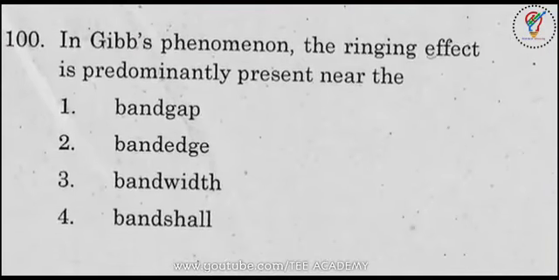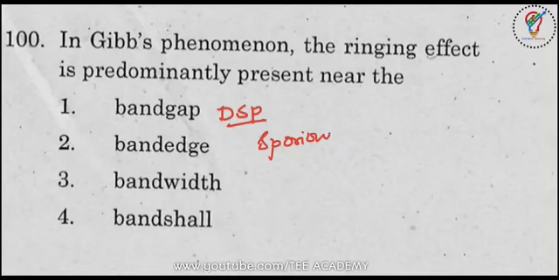question 100. In Gibbs phenomenon, the ringing effect is predominantly present nearer to the... This question is from digital signal processing. In signal processing, especially digital signal processing, the ringing effect appears as a spurious signal, the signal which is nearer to the sharp transition of the signal.